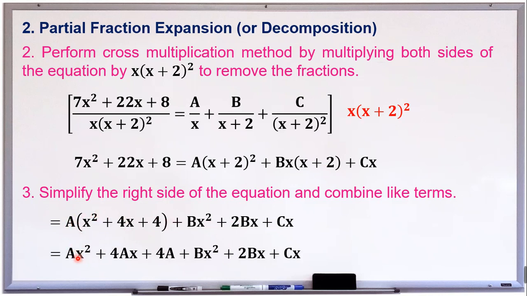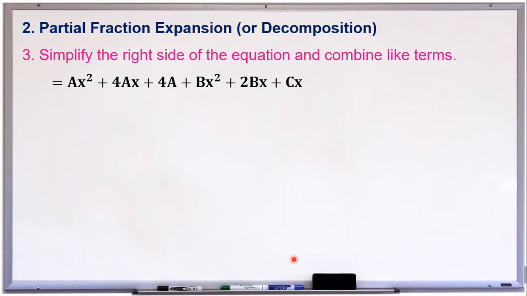Okay, this is a continuation. So we're going to combine like terms. That is, combine the terms that contain x squared. So you have (A plus B) x squared, and then for x we have the terms for 4Ax, 2Bx, and also Cx, so you have (4A plus 2B plus C) multiplied by x, and we only have one term for the constant, that is 4A.